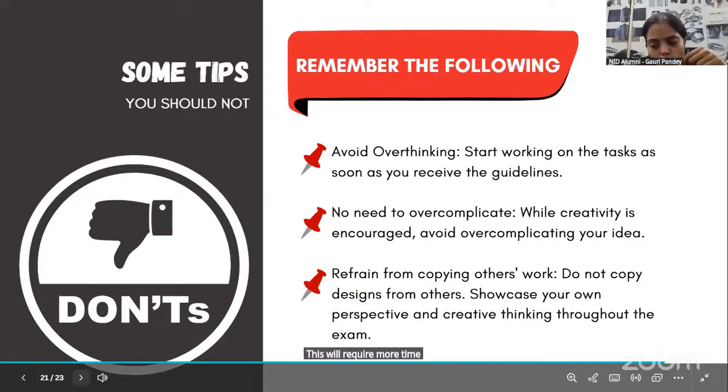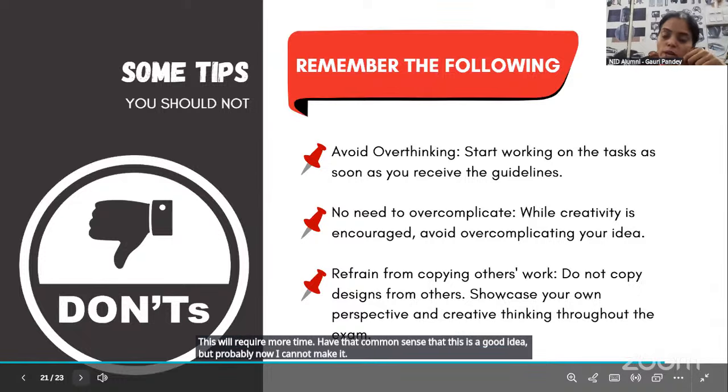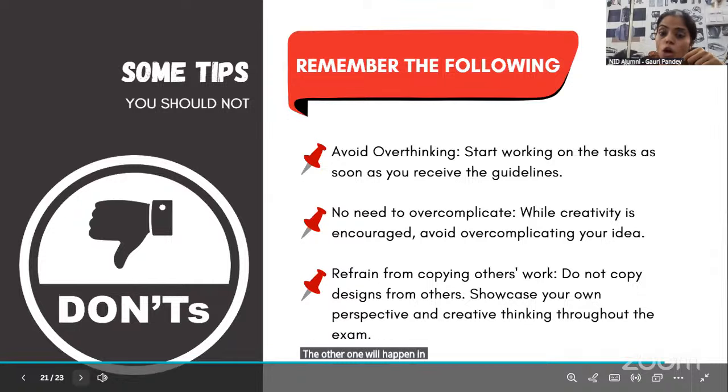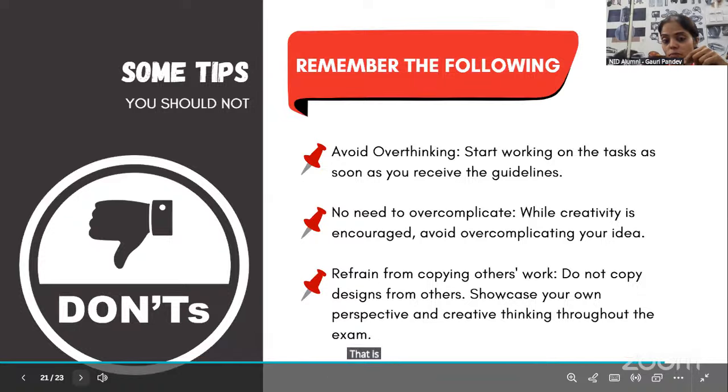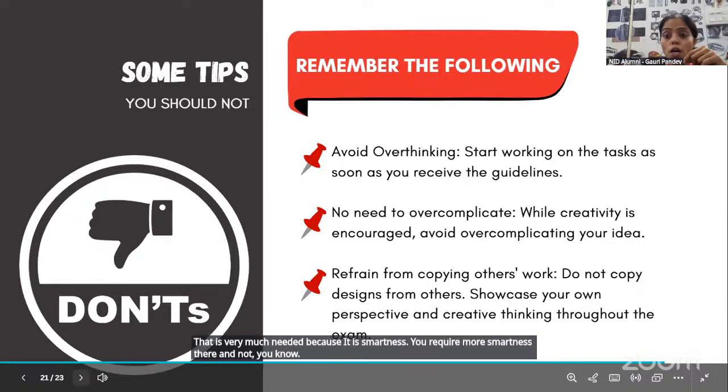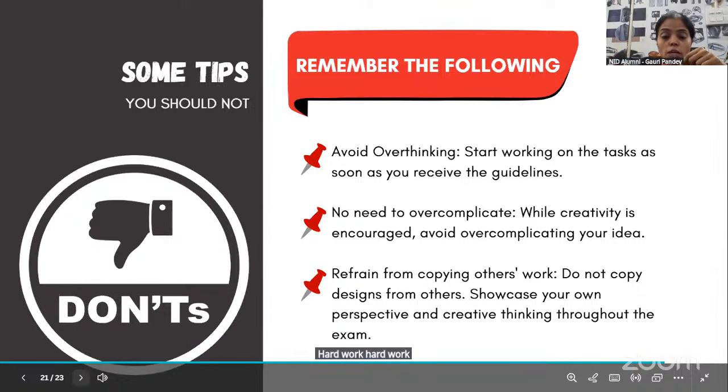Have that common sense that this is a good idea, but probably now I cannot make it. The other one will happen in the time that's been given to you. So you're not complicating things, you're simplifying it. That is very much needed, because it is smartness. You require more smartness there and not hard work. Hard work you need to do now, not there.